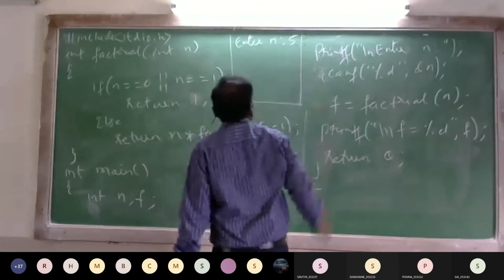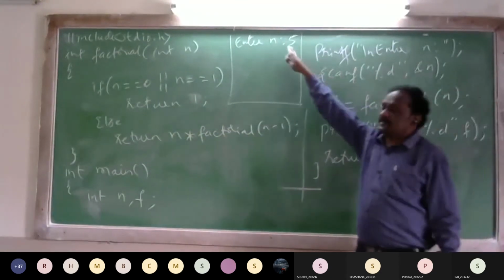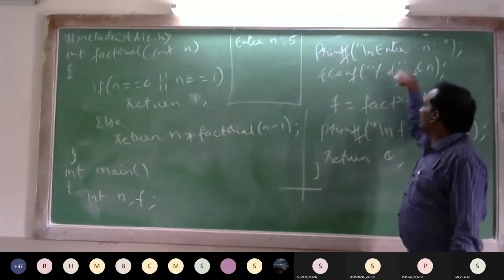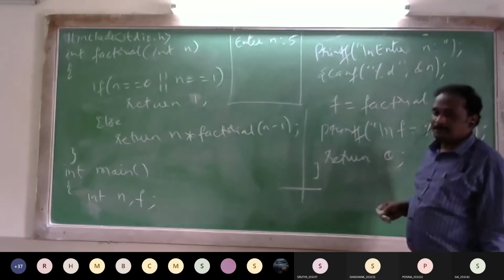Enter n. Say that I have entered 5. I want to calculate the factorial of 5. So I entered the value as 5, so now n contains 5. Now I am calling this function factorial of n.